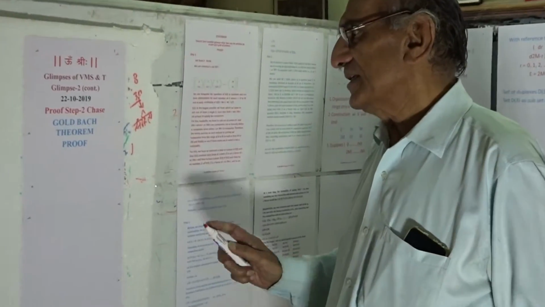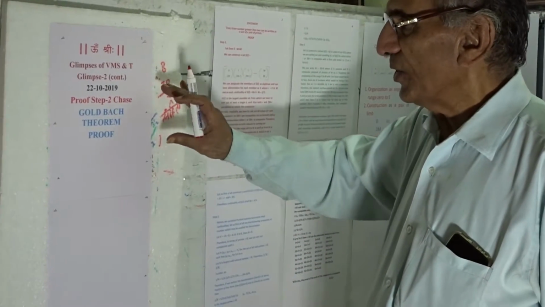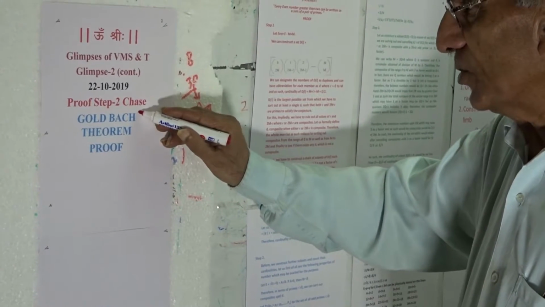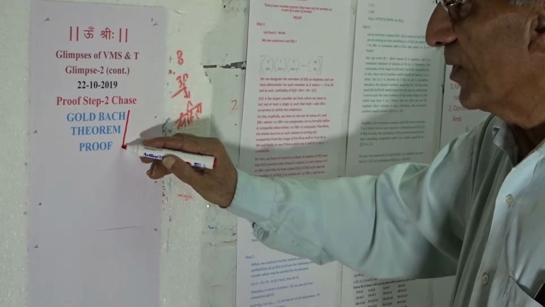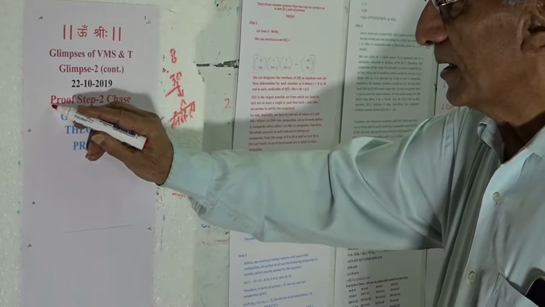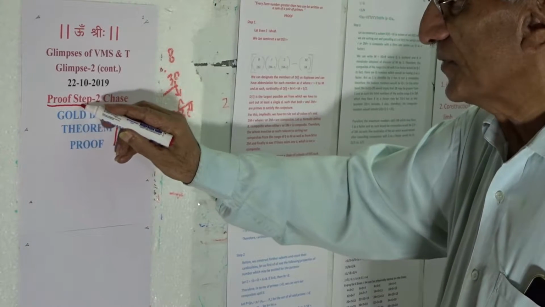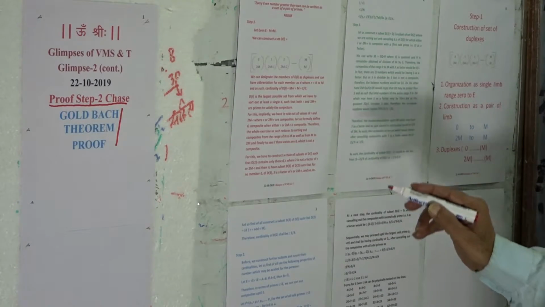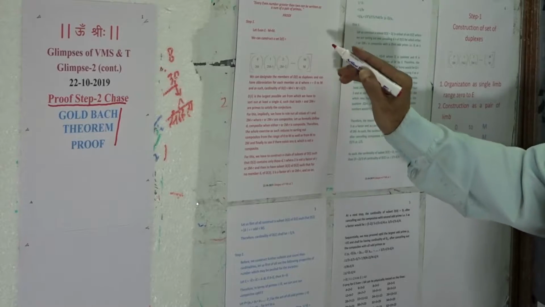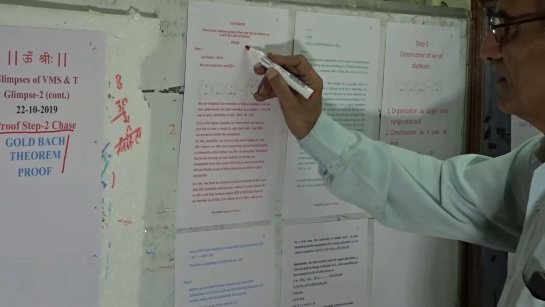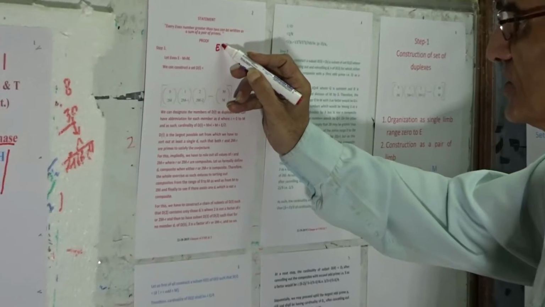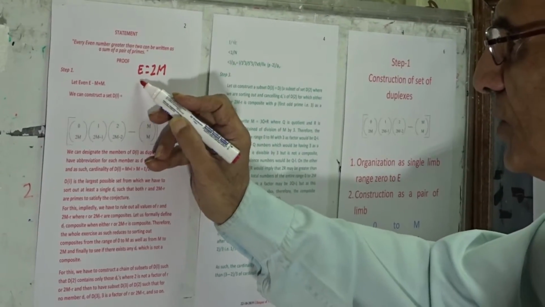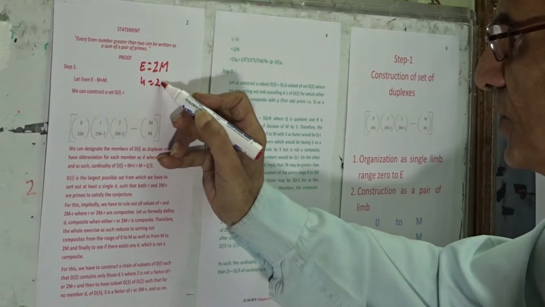Today in this session we are continuing with the chase of the Goldbach theorem proof. Today our chase is going to be of step 2. The step 1 we are seeing is availing the property E is equal to 2m. It is parallel to 4 is equal to 2 plus 2.